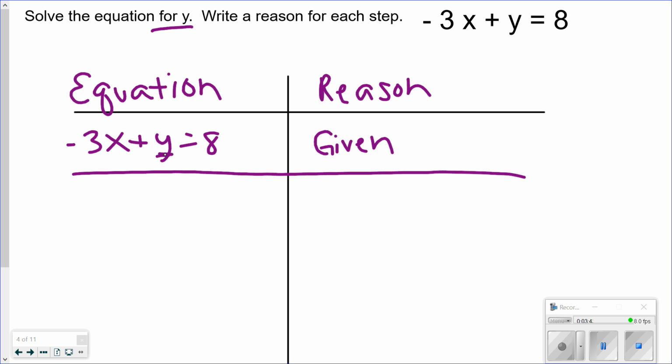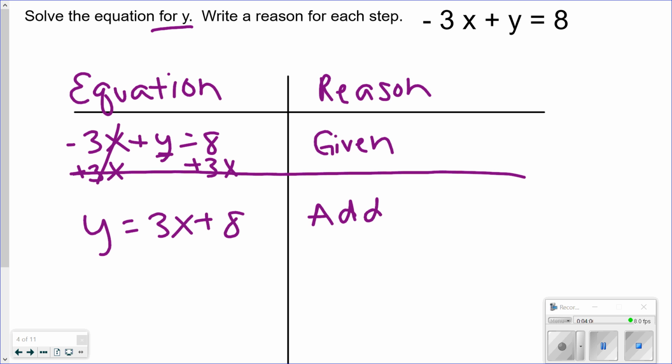So my first step then would be to add 3x to each side. And when I do that, these cancel out, and I get y is equal to 3x plus 8. And that was the addition property. And I'm done. I have y by itself. There's nothing in front of it. So I am done with my algebra proof.